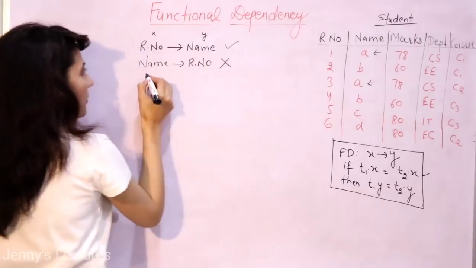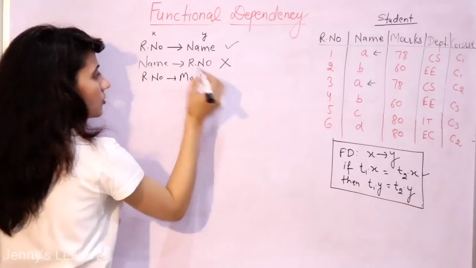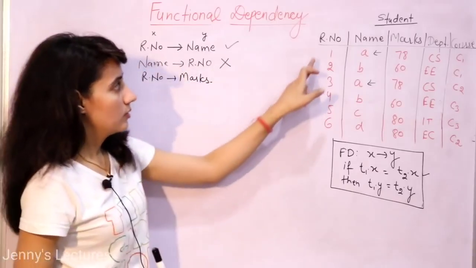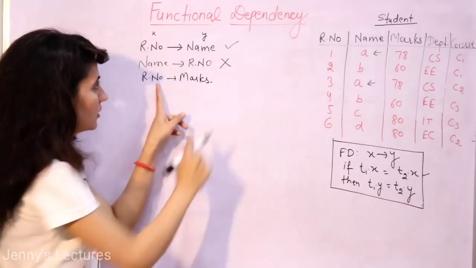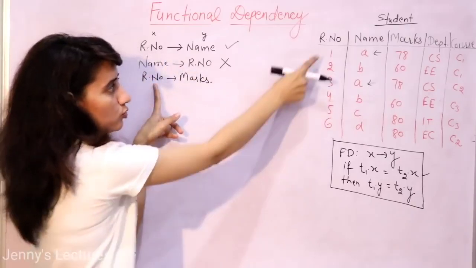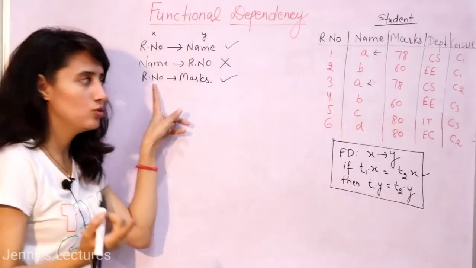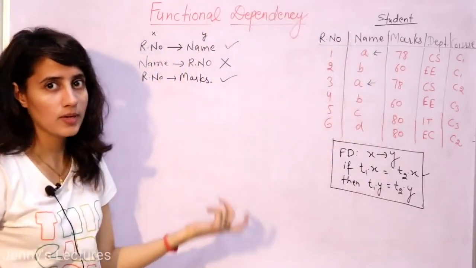Now see, suppose I am taking roll number determines marks. Now I can see that roll number is X, now this is Y. So no two tuples of roll number have the same value, means no repetition is there in the roll number. So definitely it would be a functional dependency. No need to check for Y values, right?